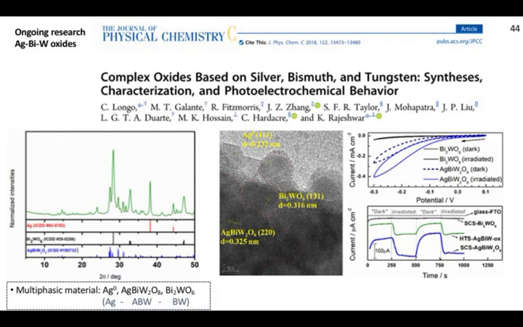I'm not going into experimental details. You can check the paper for that. But we synthesize a multiphasic material. So we have in the same compound the quaternary phase, which we call ABW here for simplifying. We have also bismuth tungstate together and metallic silver nanostructure domains.